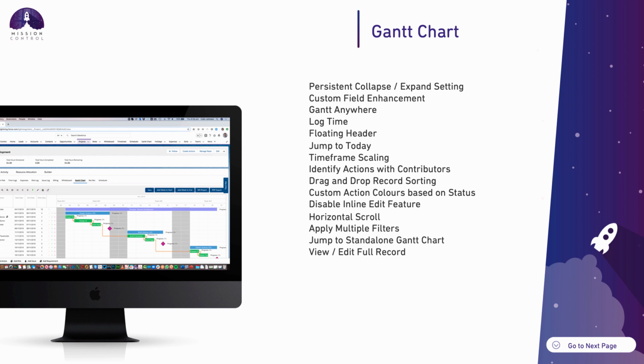So on the standalone Gantt chart, we've also added in the ability to have multiple filters. Rather than just filtering on one aspect, like a project name or a category, you can now filter on multiple aspects. And from the project overview page, if you're looking at the Gantt, you're going to be able to quickly open that up into the standalone Gantt chart if you're wanting to access more real estate on the screen. And then the final one is the ability to actually view and edit the entire record.